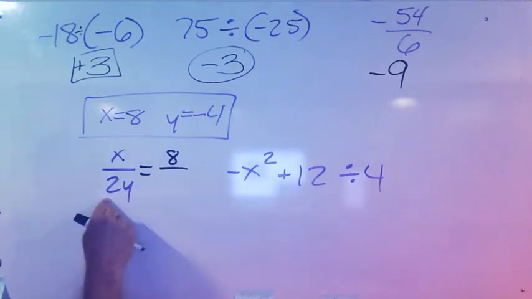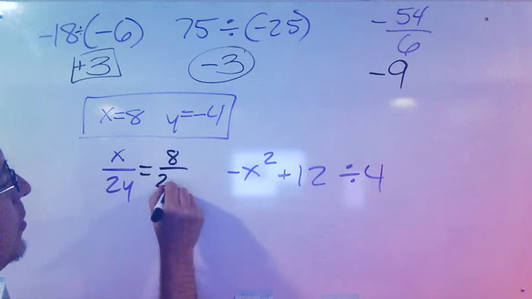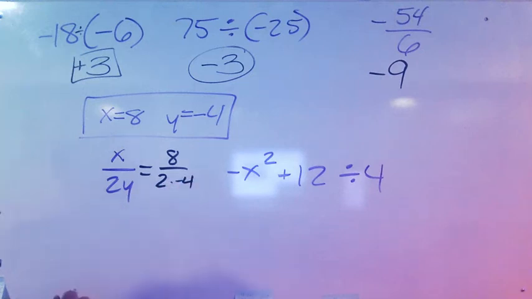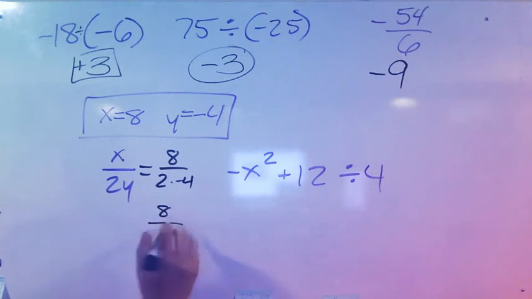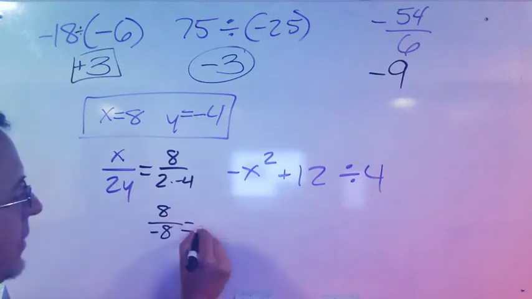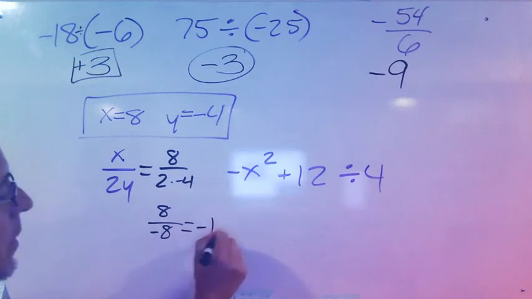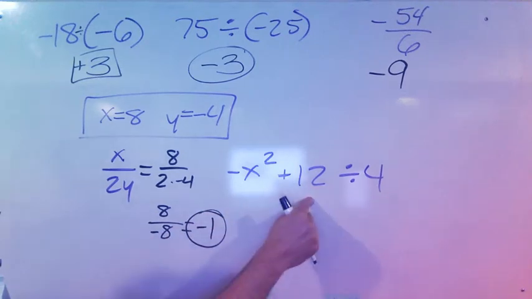Multiplication. So that's going to be 2 times y, so it's 2 times negative 4 on the bottom. So we solve this piece, so it becomes 8 over positive 2 times negative 4 is negative 2 times 4 is 8. 8 divided by negative 8. Well, positive divided by negative is negative. 8 divided by 8 is 1. Answer is negative 1. Last one.